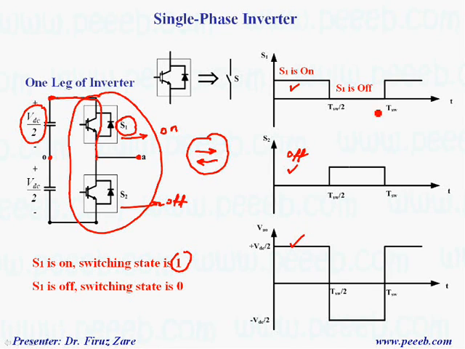And when the switch is off, we can see that there is no gate signal for this switch, while we have a gate signal for that switch. So in this case, this terminal is connected to this voltage. That's why the output voltage is minus VDC over 2, which is shown here.